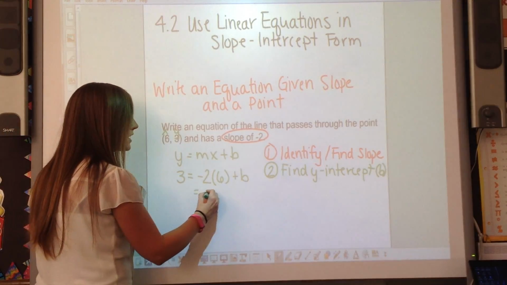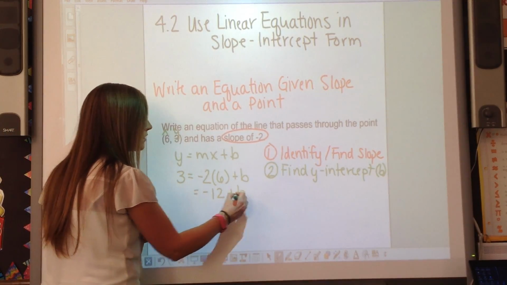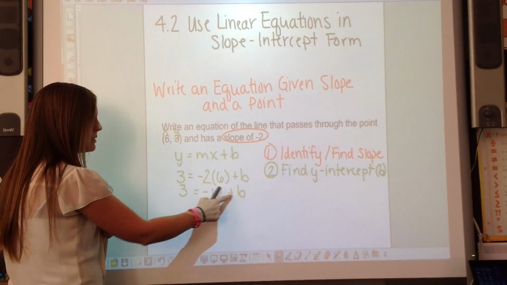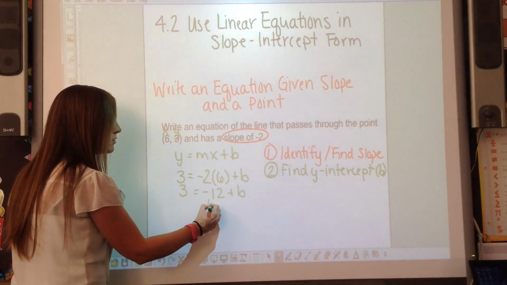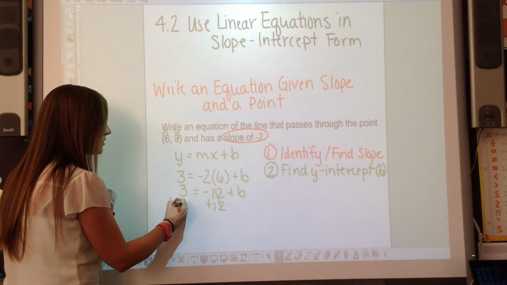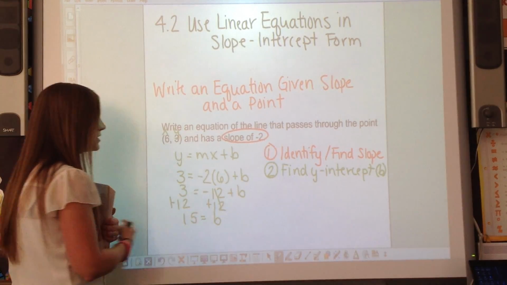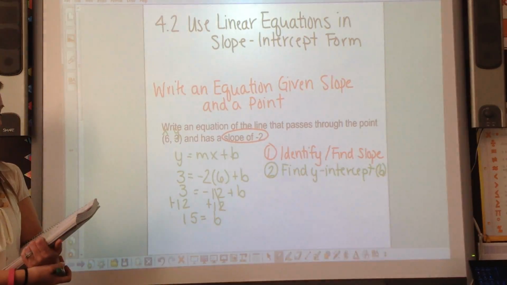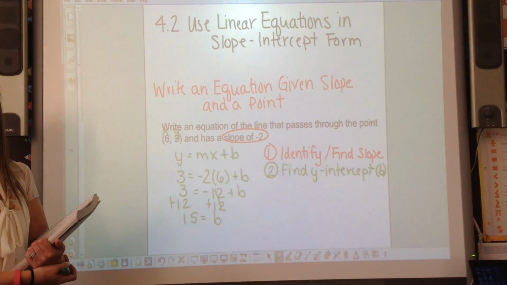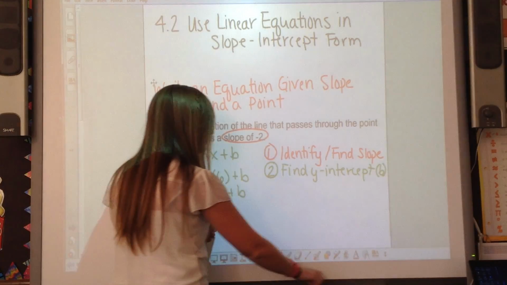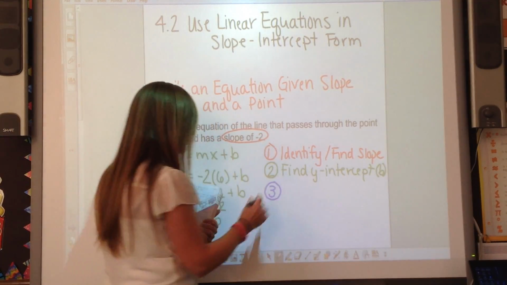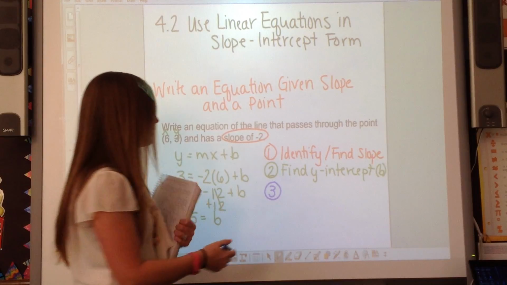-2 times 6 is -12. I want to get b by itself, so I bring this -12 over by adding. So b equals 15. Now that I have a slope and I have a y-intercept, I can write my equation. Step 3: write equation with new m and b.